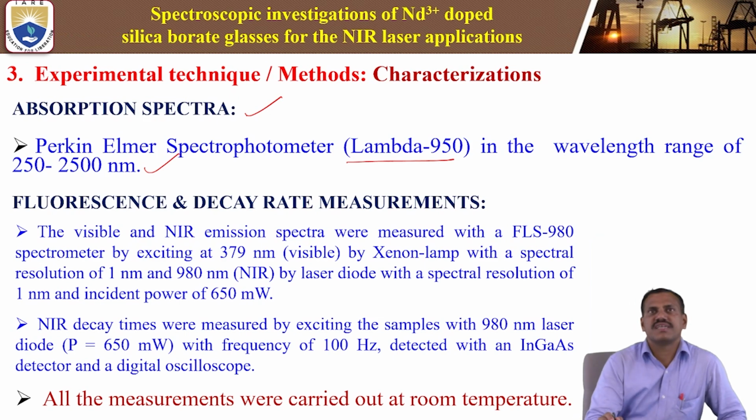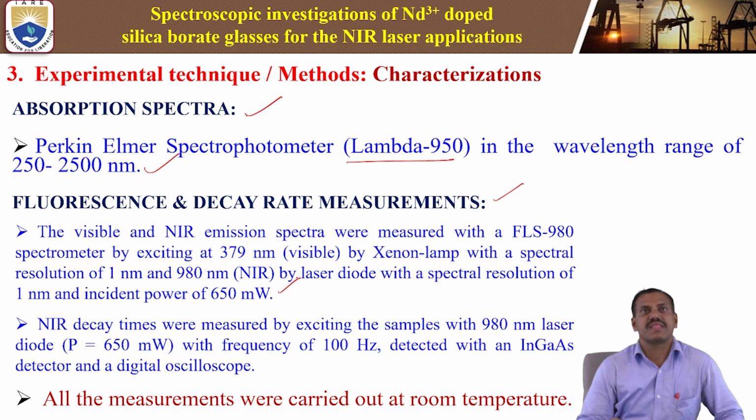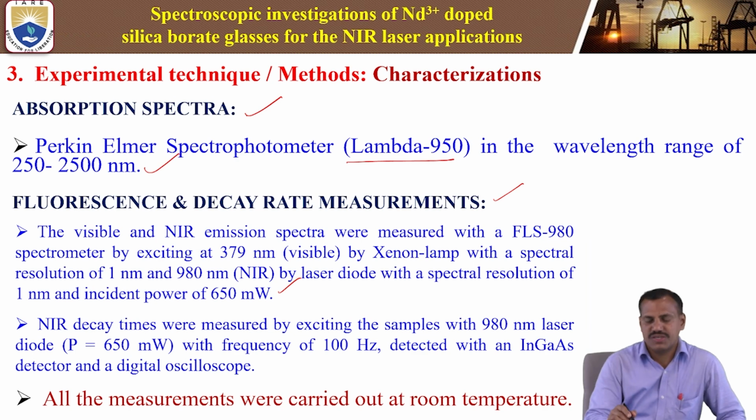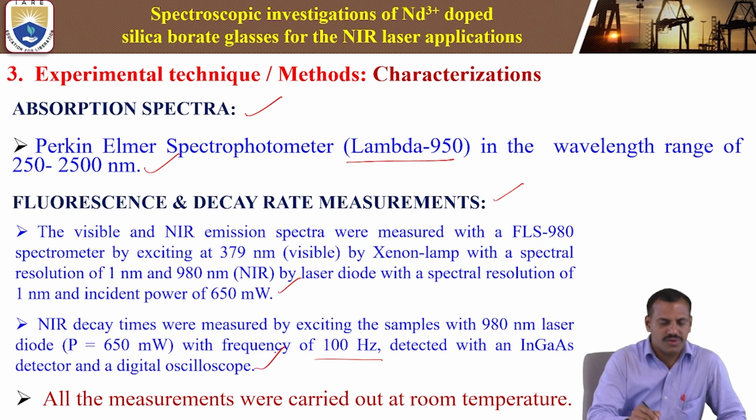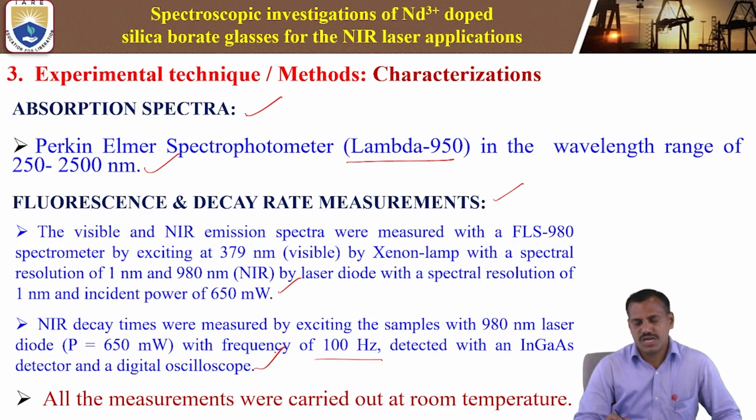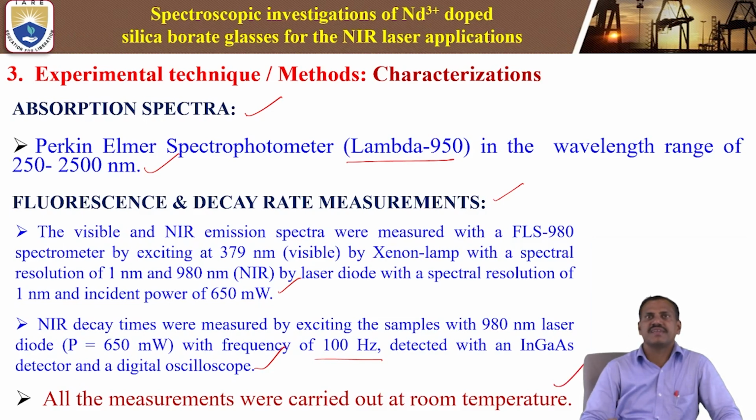Then we measure fluorescence and decay times. For NIR emission, we use the FLS 980 spectrofluorometer. The NIR decay times are measured using a 980 nanometer laser diode with a frequency of 100 Hz, directed with an indium gallium arsenide detector and a digital oscilloscope. All the measurements, the NIR emissions and NIR decay times, were carried out at room temperature only.